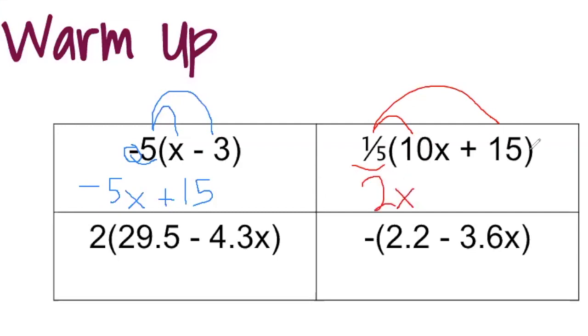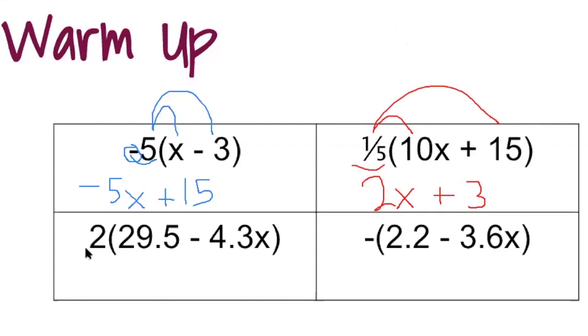Same thing here, we have 15 divided by 5 is 3. If you did think of it as multiplying by 1/5, it would just be 10 over 5 reduced to 2, 15 over 5 reduced to 3.